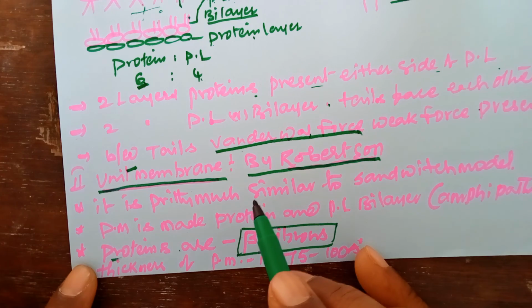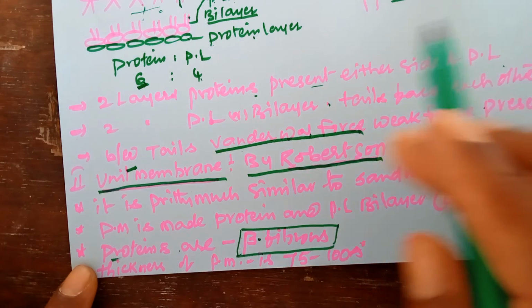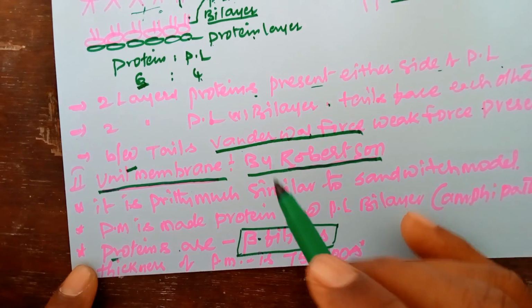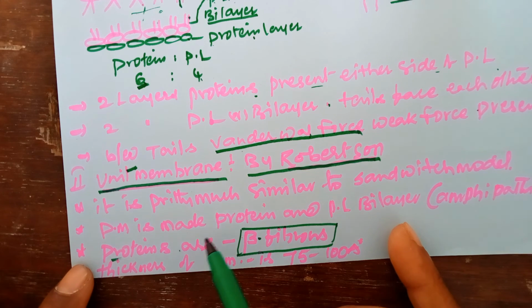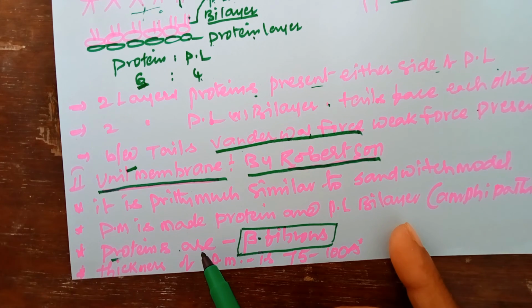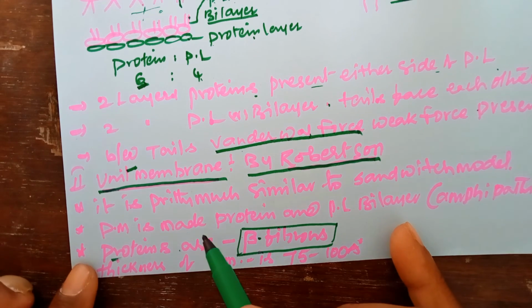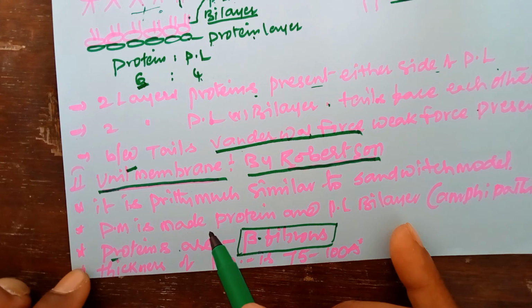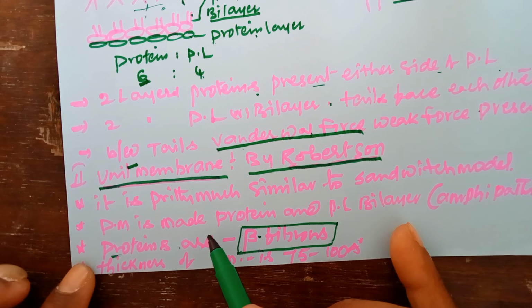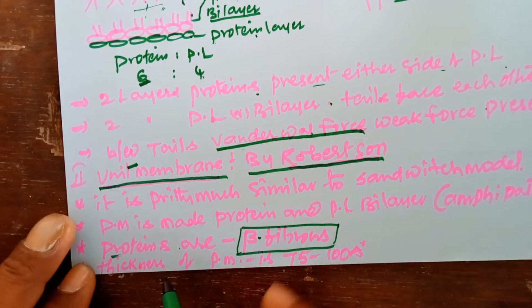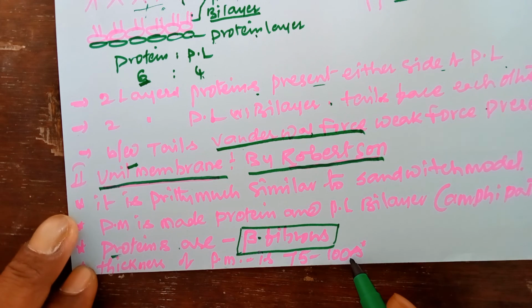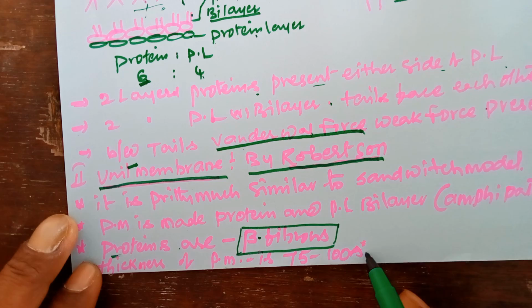Remaining, every structure or the complete structure is similar to the sandwich model. Two types of protein layers are present outside. Between these two, bilayer phospholipids are present, and bilayer phospholipids have amphipathic nature. Okay, and the thickness of the plasma membrane is 75 to 100 angstrom units.